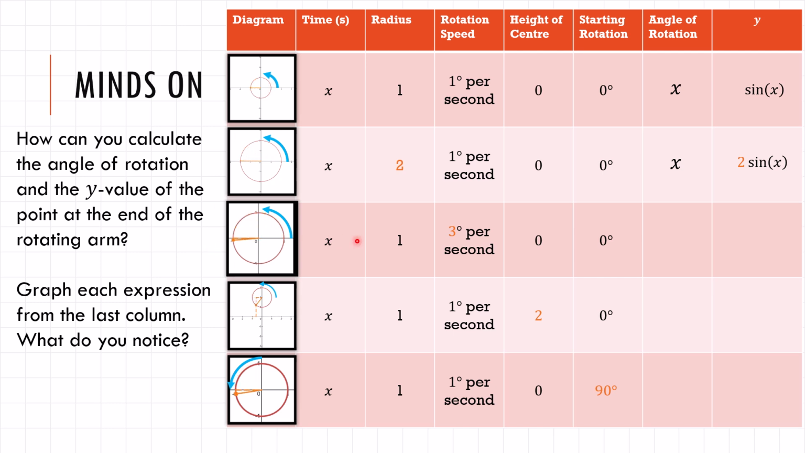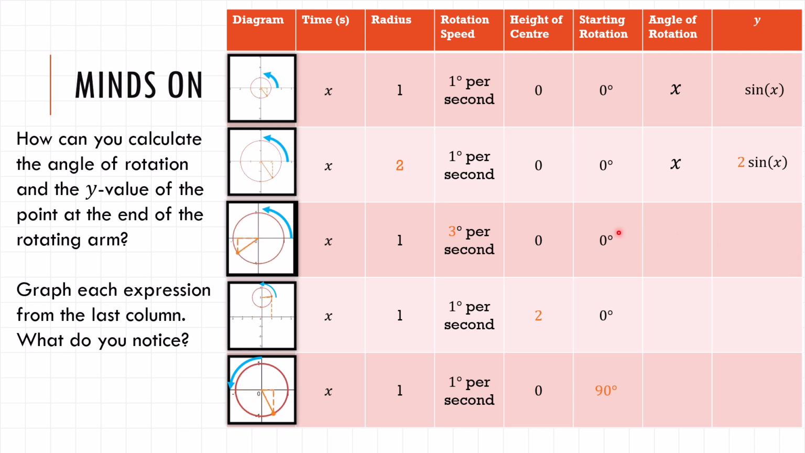So go ahead and take a look at this third row. Now the radius is back down to 1. The rotation speed has increased, spinning a lot faster. This is 3 degrees every second. The center is still at 0 on the x-axis, and it still starts with a rotation of 0 degrees, so it still starts over here on the right. How do we find the angle of rotation? And how do we find the y coordinate? Pause the video here and see if you can figure it out.